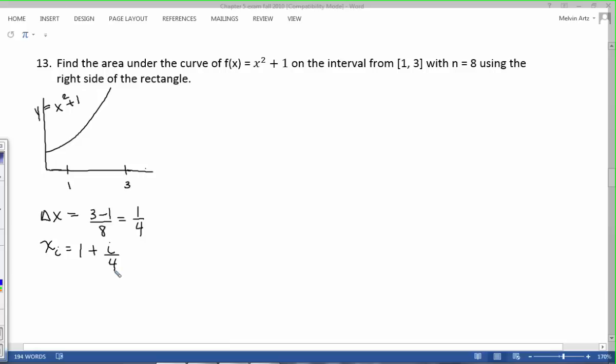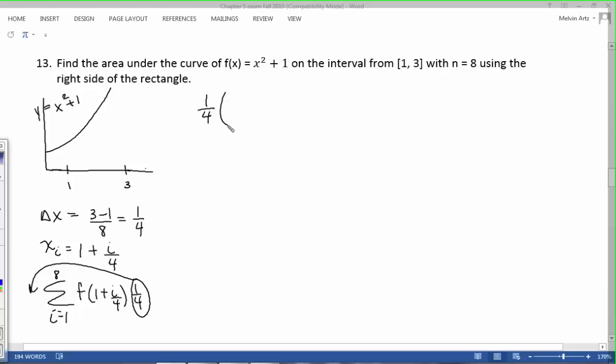So if you wanted to set up the Riemann sum for this, it would look like this, which would give us our Riemann sum, and it would be f of x sub i, which is 1 plus i over 4, times our delta x, which is 1/4. Now, if you wanted to use the Riemann sum, we know the 1/4, the width, is going to stay the same, and we can bring that out front. So we would have 1/4.